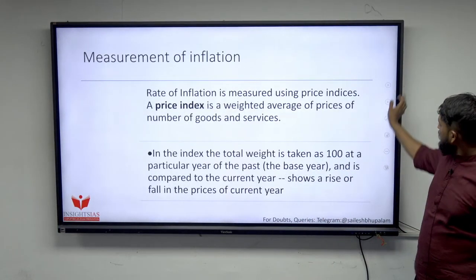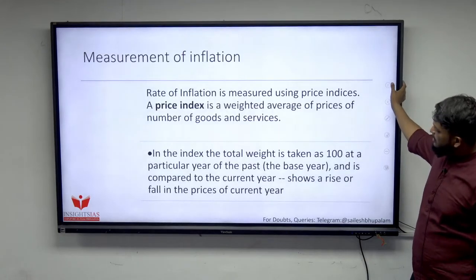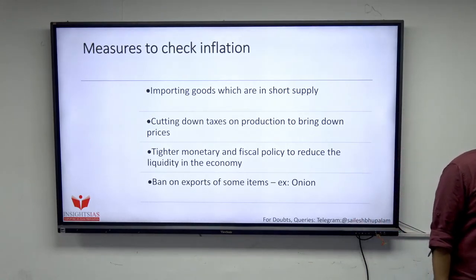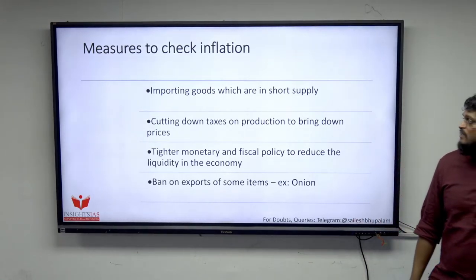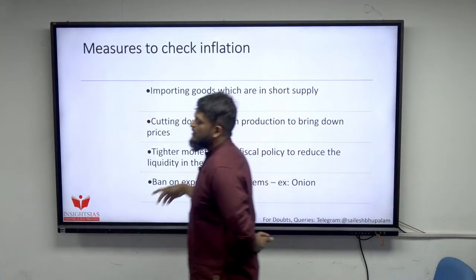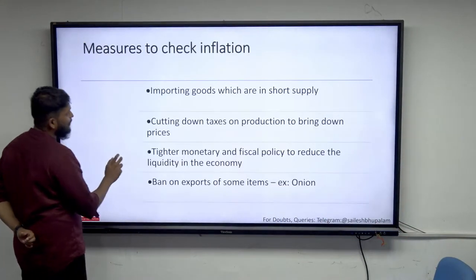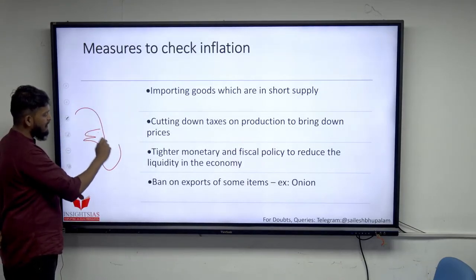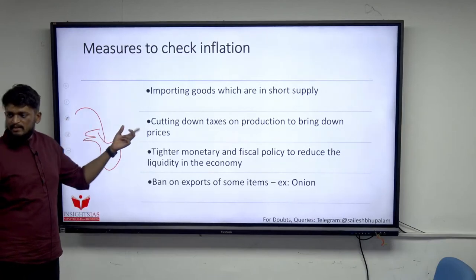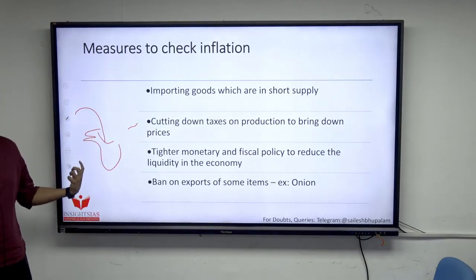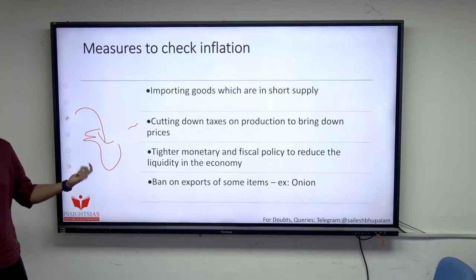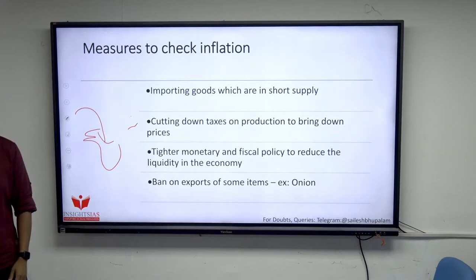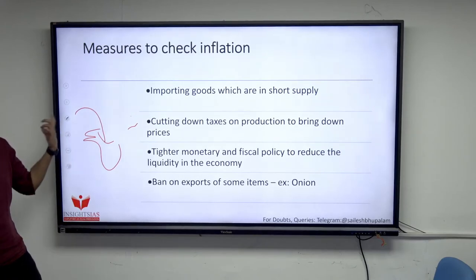Then coming to measurement, this part we'll come to later. Measures to check inflation. This part is very simple. How to control inflation? We have already seen a lot of things. Importing goods which are in short supply. Imagine in India, some pulses are in short supply. If pulses are in short supply, we import pulses from, imagine, Afghanistan, Pakistan, Bangladesh. Then pulse supply will increase. Demand is the same, supply increases. What happens to prices? Prices will reduce. That means by importing pulses from other countries, it is possible for us to control inflation.